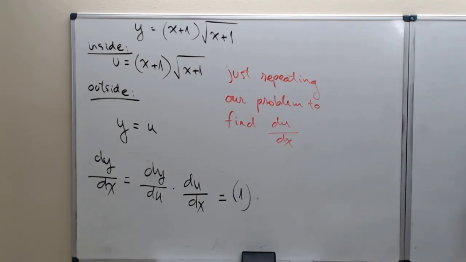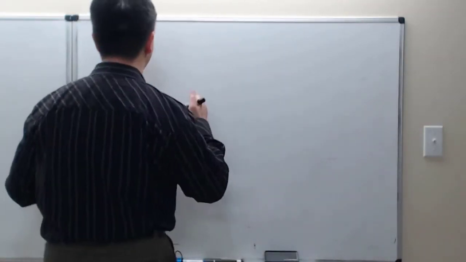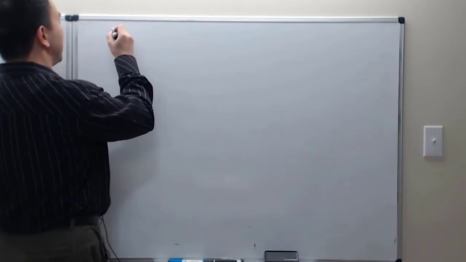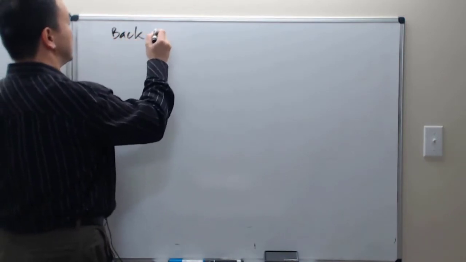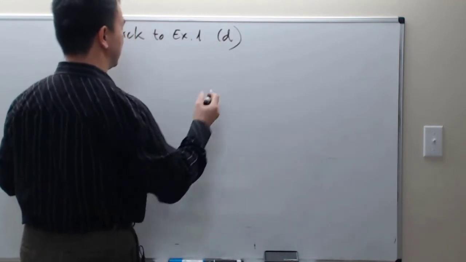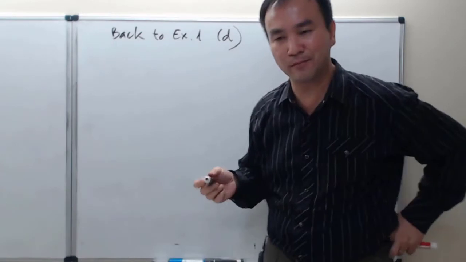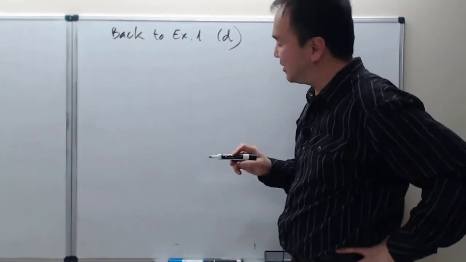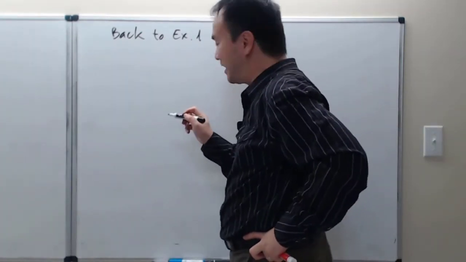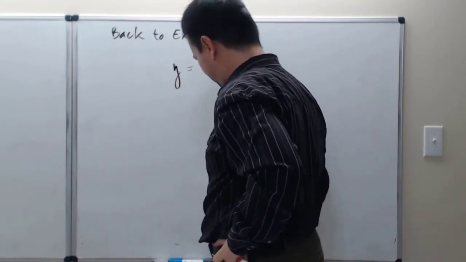All right, so back to my other board, I still remember back in example 1 part D right here, and our problem there, maybe I might be off by the coefficient or something, but it should look close enough to the one we had back in example 1 part D right here. But we had a function like this.